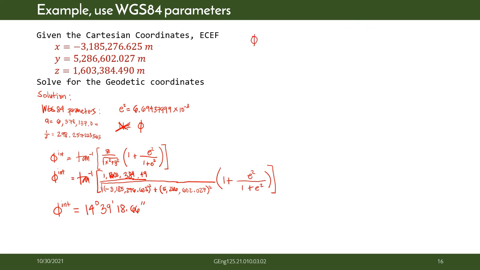let's say phi sub 1. So phi sub 1 would be equal to arctangent of z over the square root of x squared plus y squared, times 1 plus the eccentricity squared times the radius of curvature, then sine phi over z. So this is the formula. What I will do is just try to answer this value on the calculator.